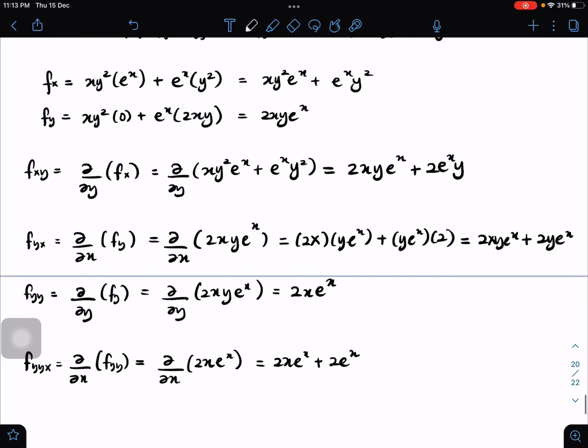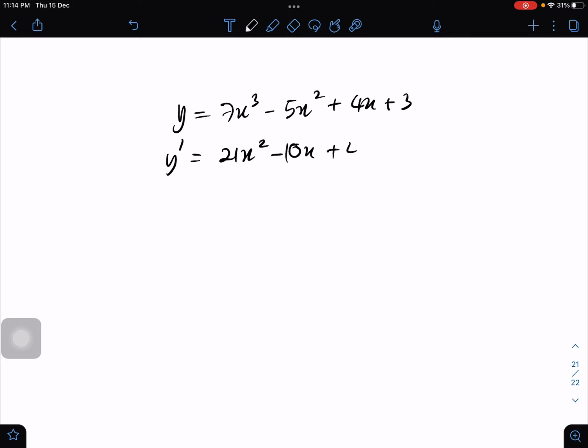Before this, we had a function with one variable, for example y equals 7x cubed minus 5x squared plus 4x plus 3. So you differentiate y with respect to x, and you will get y prime equals 21x squared minus 10x plus 4, right?